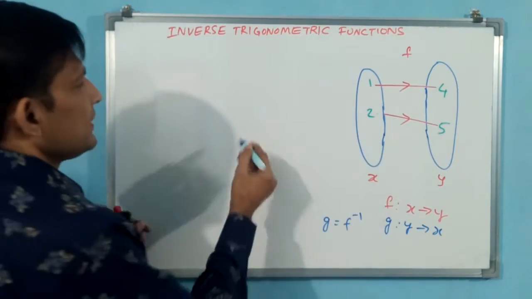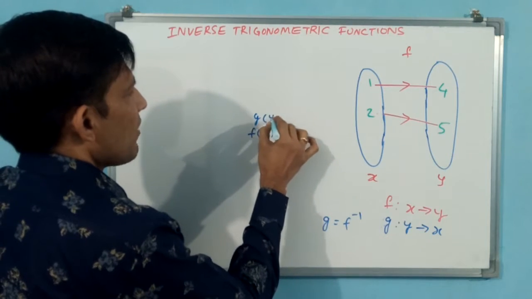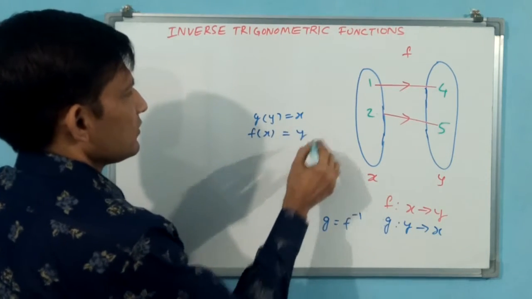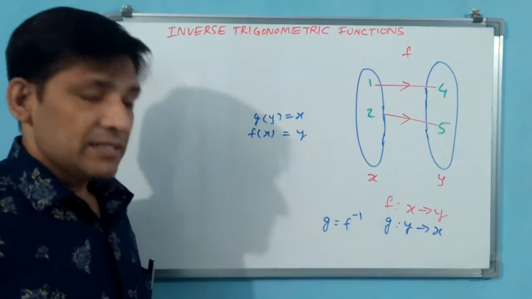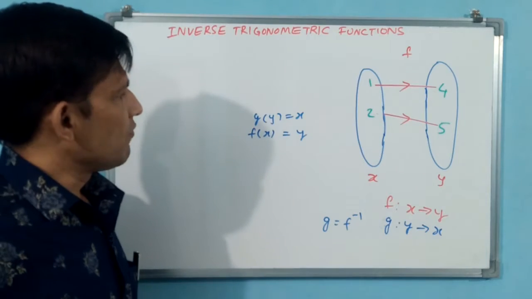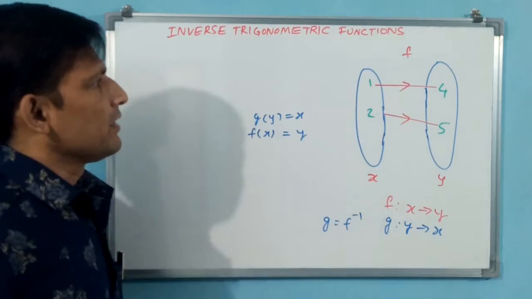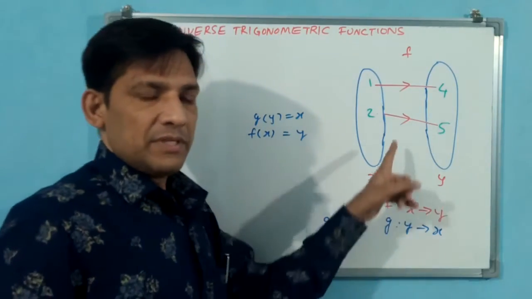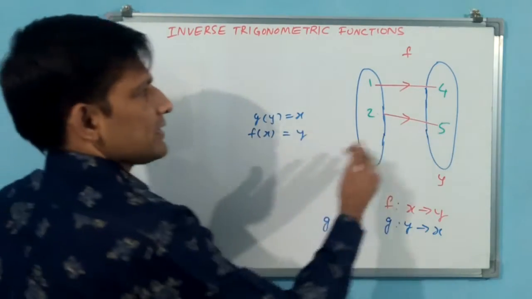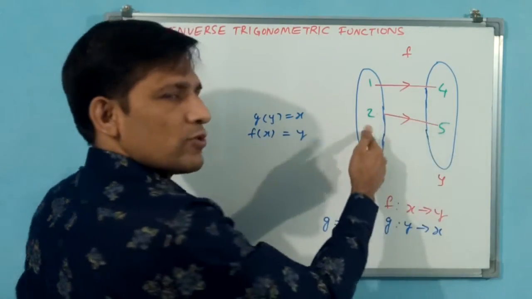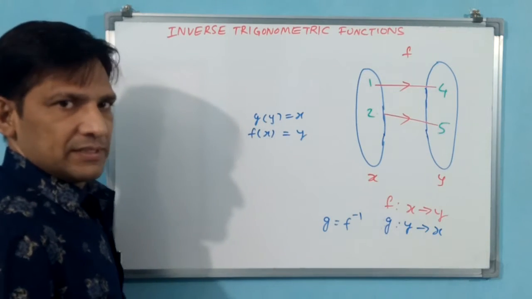And also we know that f of x is equal to y, and g of y is equal to x. If this comes automatically, x is the inverse, like we know. Now you see here how g is represented in an arrow diagram. We have to reverse it. That means 4 to 1, 5 to 2. If you put the reversed arrow diagram, that is going to be called the inverse.